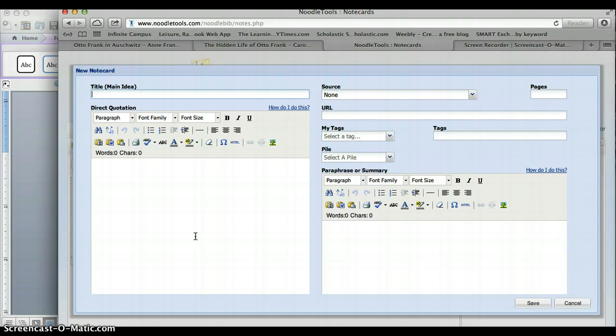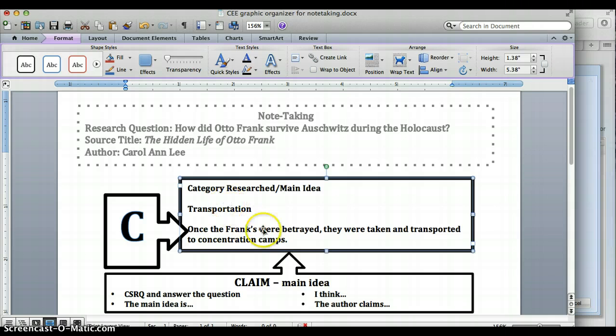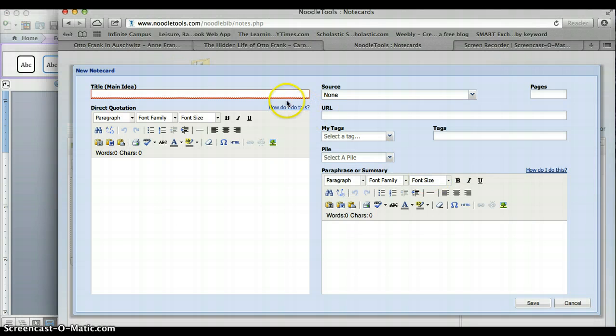Okay? What we're going to be doing is where it says title or main idea, that's where you're going to write your claim, because we know that a claim is a main idea. Okay? So we're going to write our claim or our category here. You have your papers in front of you. I'm just going to toggle to the other screen. And our claim or our category is this transportation. Okay? So I'm going to go back to NoodleTools and type in transportation.